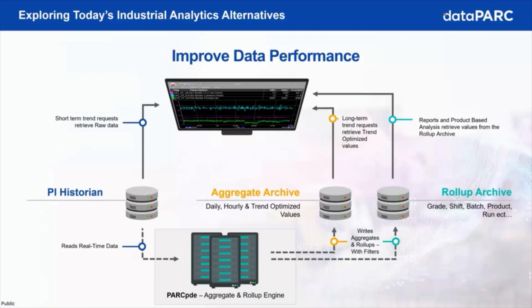So once we have that data inside of our system, there's kind of two main ways that we can use it in order to allow you to do analytics and move forward with the data. The first is for any kind of short-term requests, we would use the raw data coming from the Pi historian or the underlying historian. However, for longer-term requests, we've found that in order to optimize that process, we have an aggregate archive.